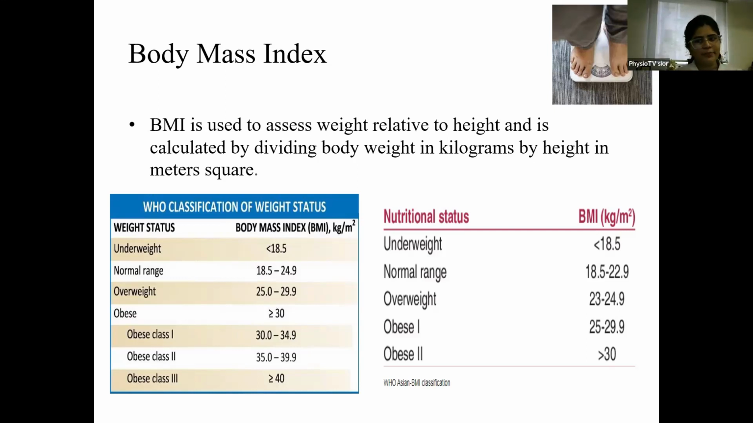Now coming to body mass index. It is weight upon height square. Its reliability is 0.6 and it is used to assess weight relative to height and is calculated by weight upon height square. There is the WHO classification for weight status and there is the WHO Asian BMI classification. According to that, we'll categorize the subject into underweight, normal range, overweight or obese.